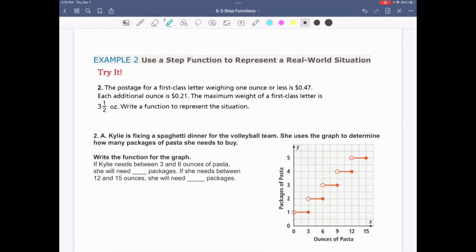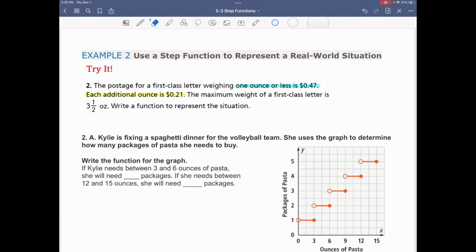So let's take into account some of the information that they give us. If it's 1 ounce or less, it's 47 cents. But after that, they charge you 21 cents per ounce. And how could we write that function? So when we're asked to write a function, we use f of x, and we want to think about how we would write an equation to demonstrate this situation or to represent the situation.